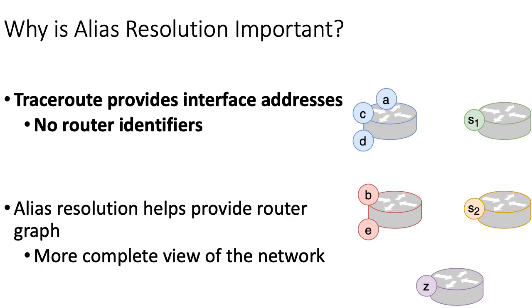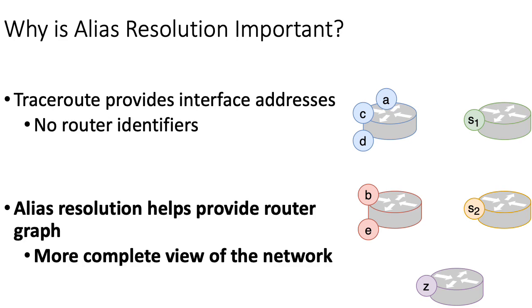So why is that important? Well, traceroute only provides router interface IP addresses, and those addresses by themselves don't give you any router identifiers. For a bunch of different types of analyses, a router level graph, which is the type produced by alias resolution, provides a more comprehensive view of the network. One important example is performing different resiliency assessments, where it can be important to identify interface addresses that share the same router level fate.